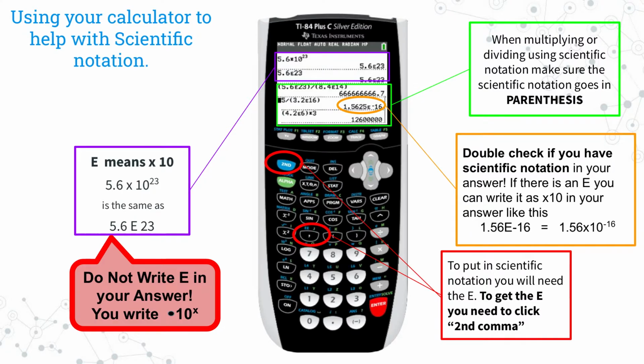So when multiplying or dividing using scientific notation, make sure the scientific notation goes in the parentheses. Double check to see if you have scientific notation in your answer. If there is an E here, it means 1.56 E negative 16 is 1.56 times 10 to the negative 16. Don't just write 1.56. It's a common error I have seen students make. Also, in your answer, do not write E. You write times 10 to the whatever power it is.